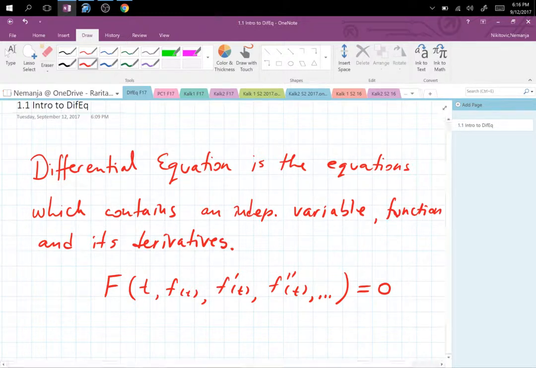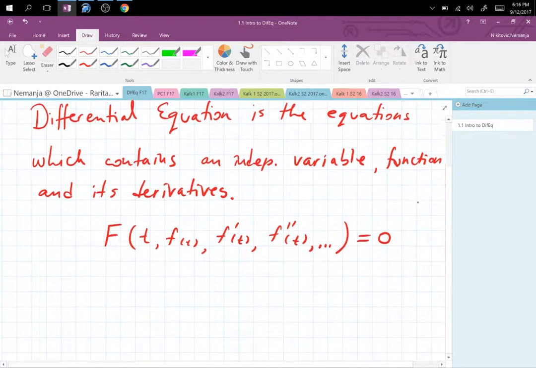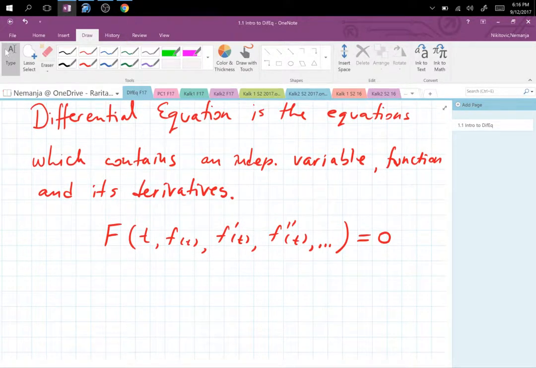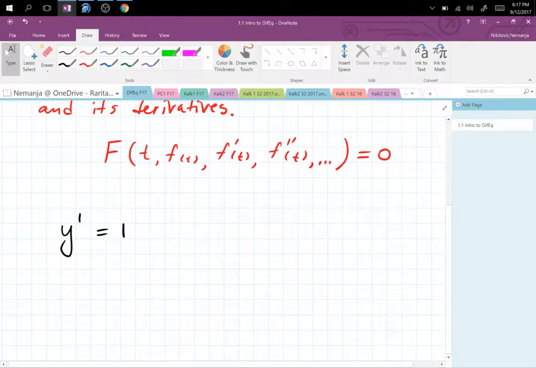Some examples for differential equation might be as simple as y prime equals 1. This is a differential equation because you have unknown function y. You all know what that function is just by looking at it, right? But you have the unknown function y, the derivative of unknown function y. So this is an equation, and it's probably the simplest equation that you can see.